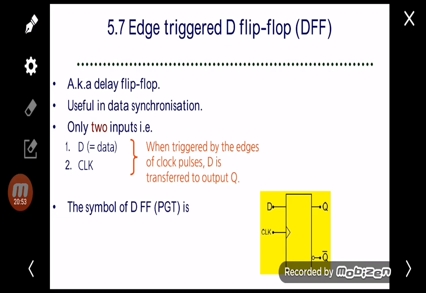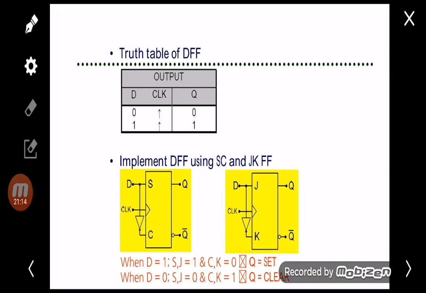And the last flip-flop of edge trigger is the D flip-flop. It has the same function or working operation as the D latch, except we have a clock input, which means that it is triggered when there's an edge of the clock pulse. In this kind, this one is PGT. This is the truth table for the D flip-flop. When D is 0, Q becomes 0. When D is 1, Q becomes 1.